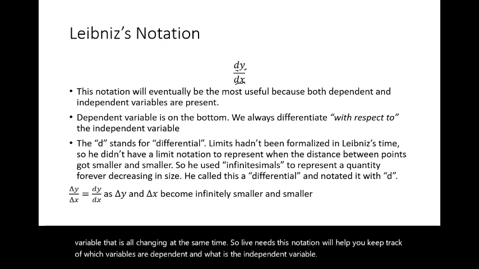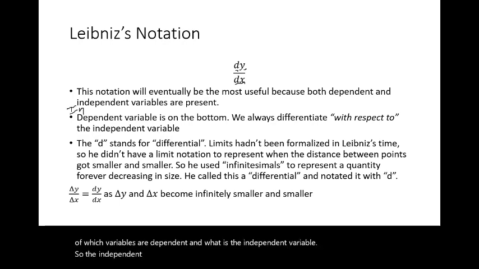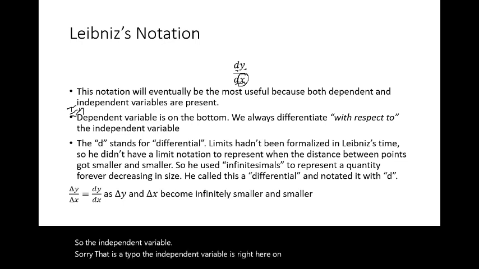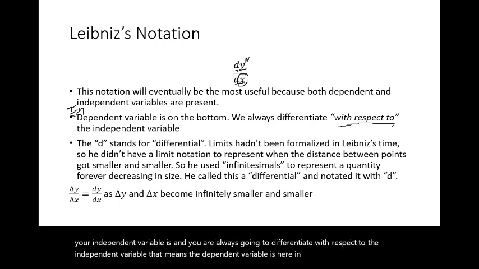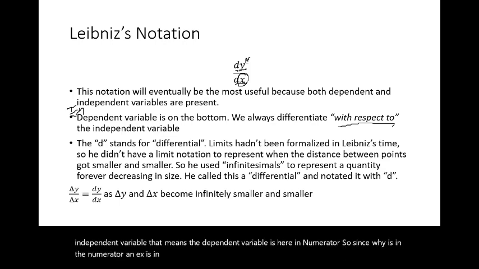So the independent variable, sorry, that is a typo. The independent variable is right here on the bottom. This indicates what your independent variable is, and you are always going to differentiate with respect to the independent variable. That means the dependent variable is here in the numerator. So since y is in the numerator and x is in the denominator, that means y depends on x. y is the dependent variable, and x is the independent variable.